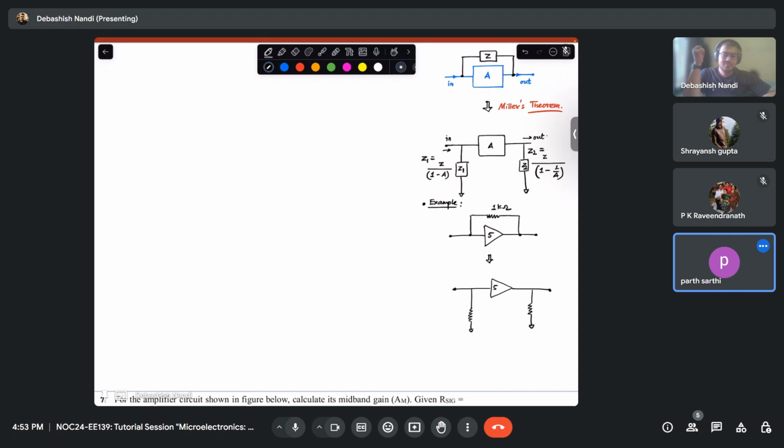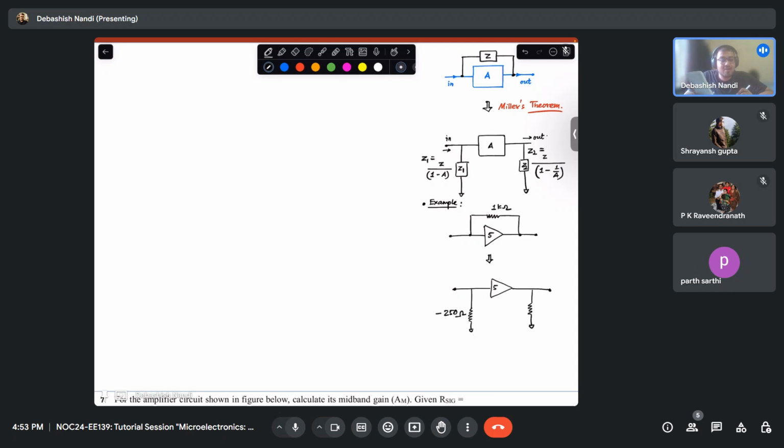1/4, 1/4. No, no, calculate it correctly. Tell me which sign. Sir, 1 by 1 minus 4, simple. 1 by 1 minus 4. 1 by that is 1 kilo ohm divided by 4, right? That is what? Minus 250 ohms.